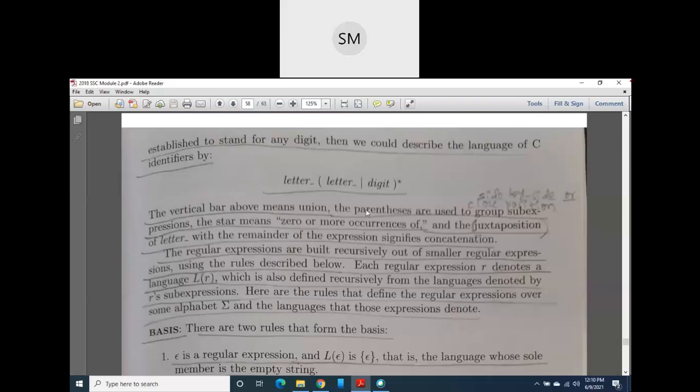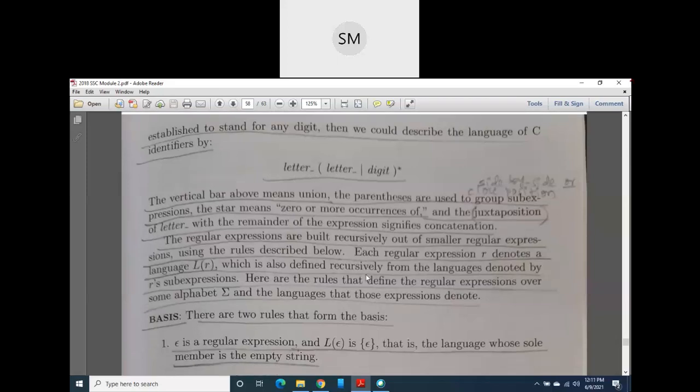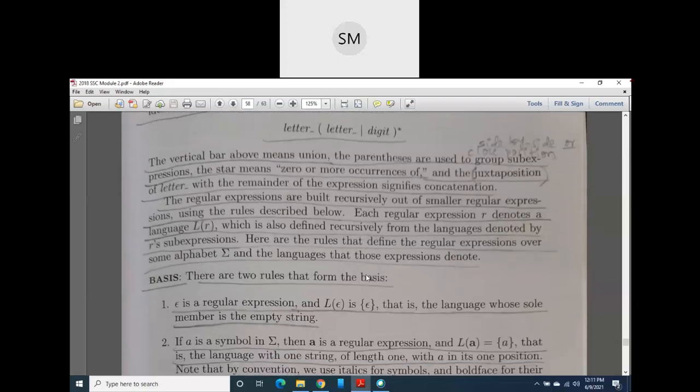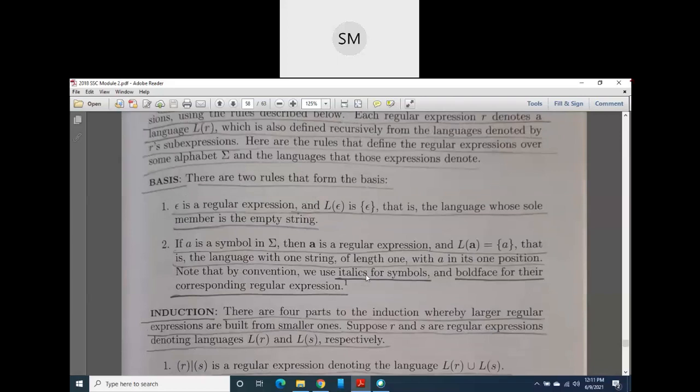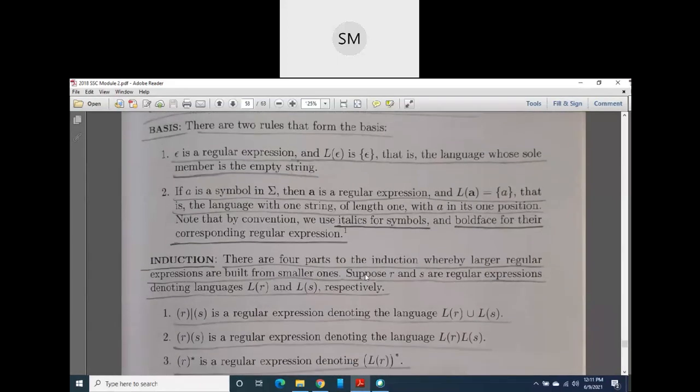Either letter or digit, how many? Zero or more, followed by this letter or underscore. Then it is perfect for our C language identifiers. This regular expression is a perfect regular expression to represent or describe our C language identifiers or variables. Okay, so now here we have two rules to write these regular expressions.